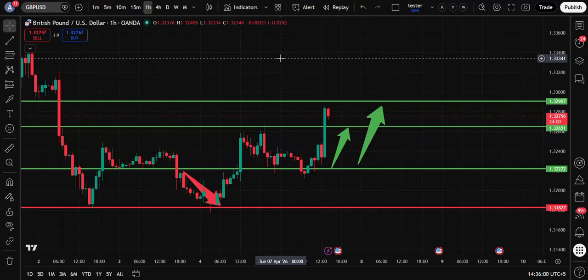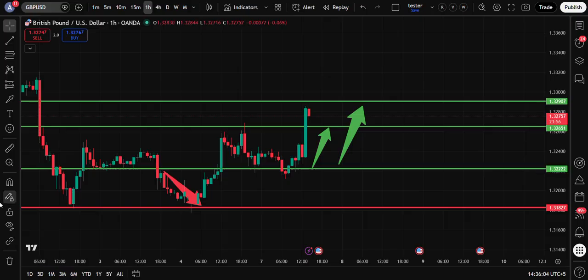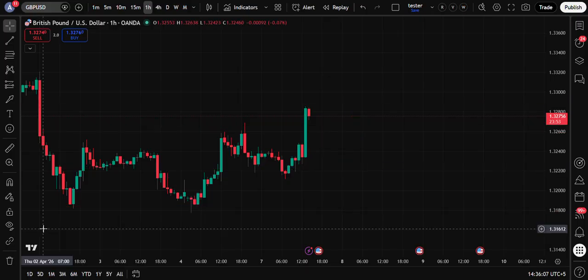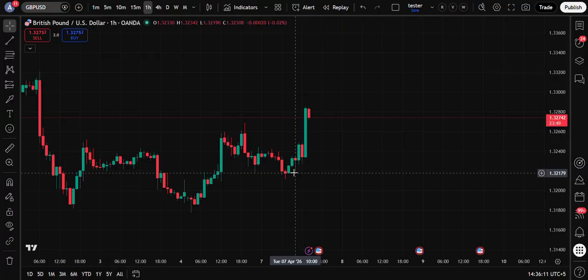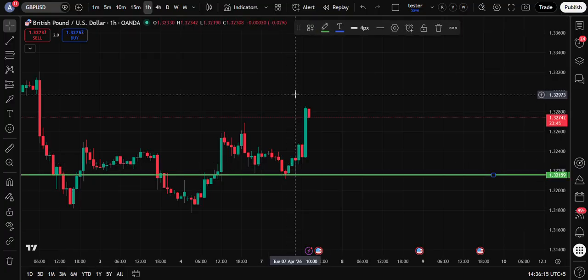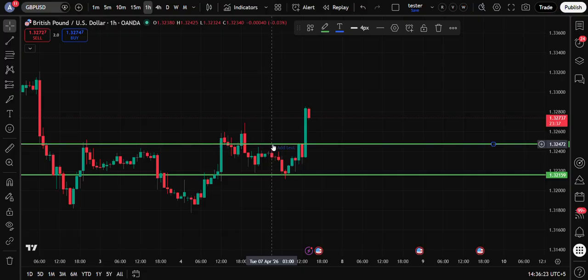Guys, we were buying GBP/USD on Friday, and we've hit both of the targets from Friday. The question remains, what are we going to do next? The answer is quite simple. As long as the price stays above 1.32159, we are bullish. But we could start buying from 1.32472.